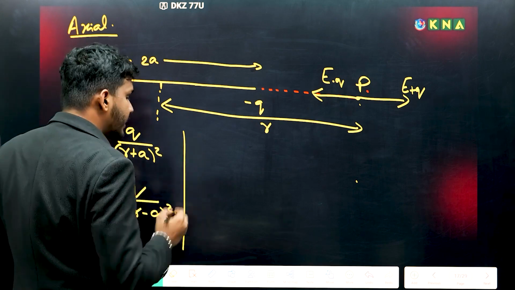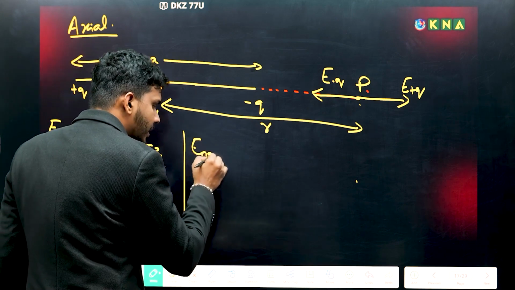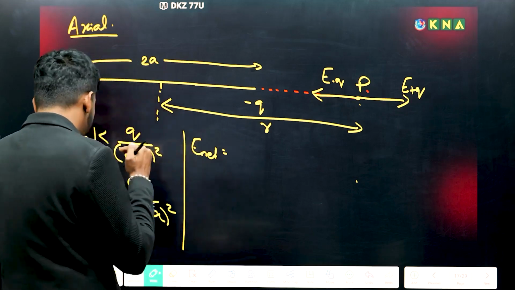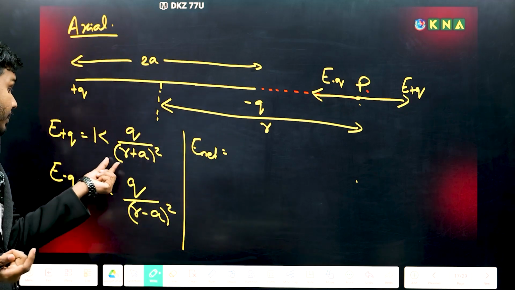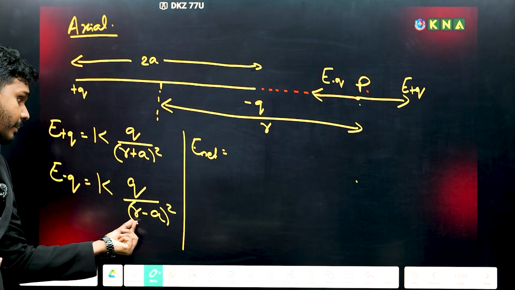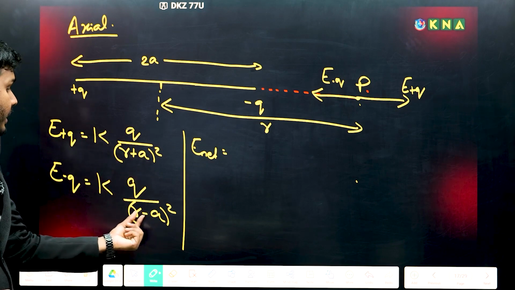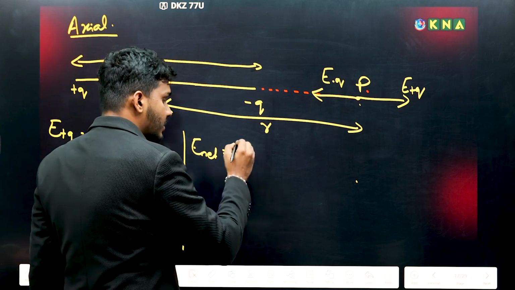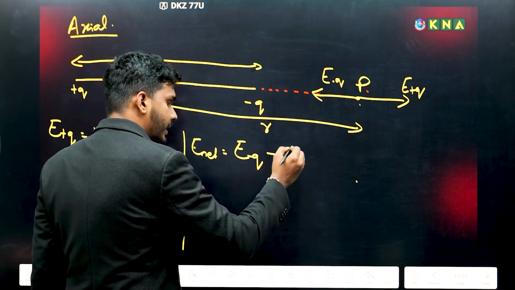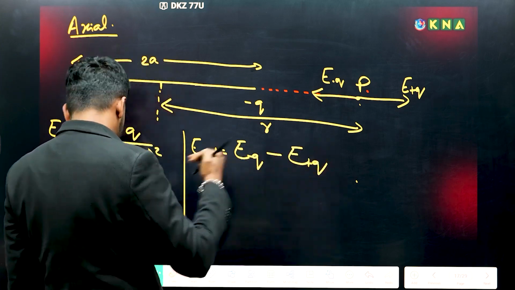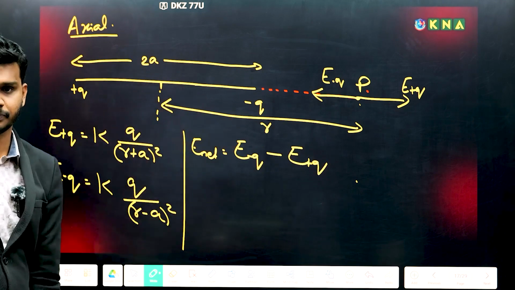Then you can find the net electric field. E net is equal to E plus Q. Which is greater, plus Q or minus Q? The denominator is smaller, so the answer is greater. So E minus Q minus E plus Q.